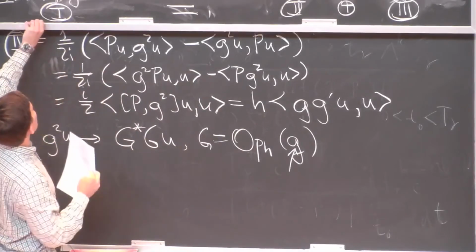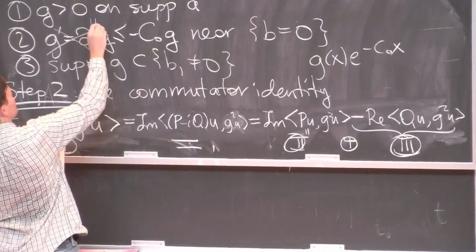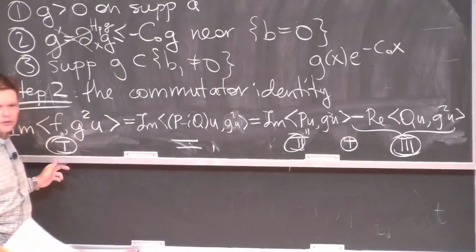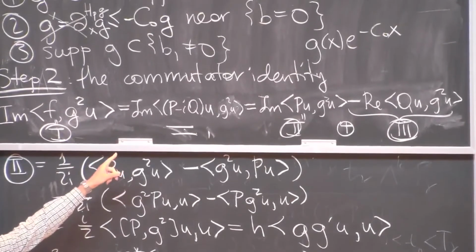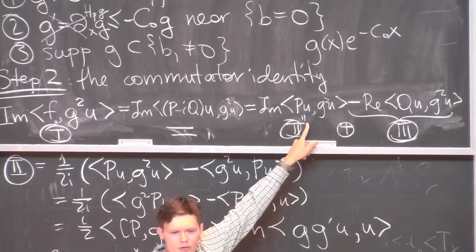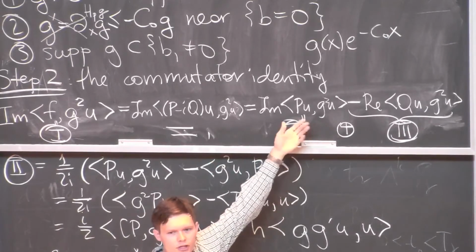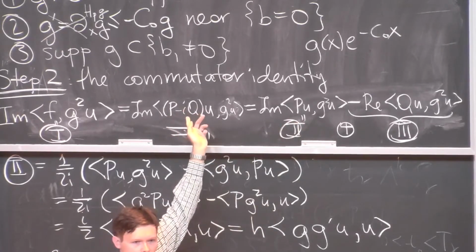And for the escape function, here, instead of this derivative, you use the derivative with respect to the Hamiltonian flow of P. And so when you do this little identity, you see what pops out of the commutator: the principal symbol of a commutator will be the differential of g squared with respect to the Hamiltonian flow, and that's why we need the sign condition on that.